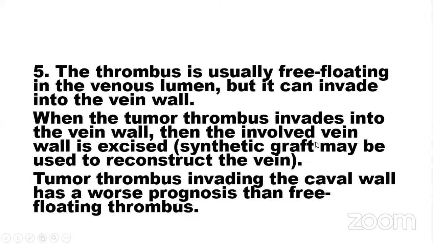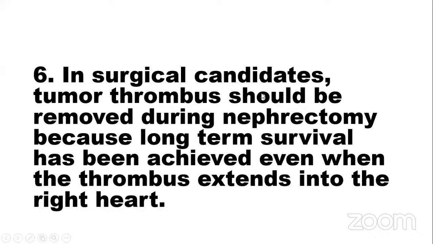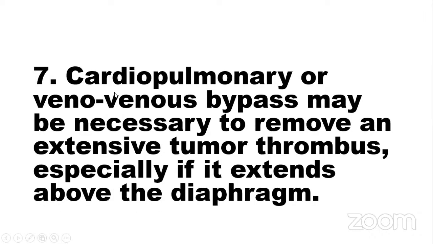When the thrombus invades the vein wall, the involved vein wall is excised, and a synthetic graft may be used for reconstruction of the vein. A tumor thrombus invading the vena cava wall has a worse prognosis than a free-floating thrombus. In surgical candidates, the tumor thrombus should be removed during nephrectomy because longer-term survival has been achieved even when the thrombus extended into the right heart.